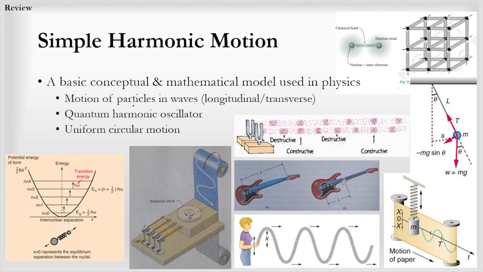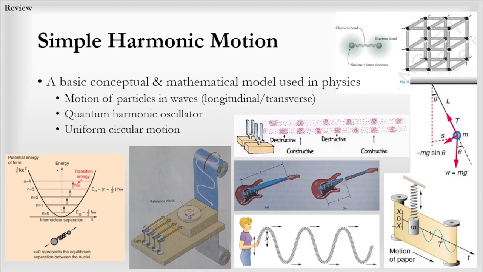We have particles on waves. This is a sound wave. We have guitars, slinkies. We have uniform circular motion. We have actual things moving in circles. We have something that looks like circular motion, a mass on a spring moving up and down. We have a pendulum. Those are simple harmonic oscillators.